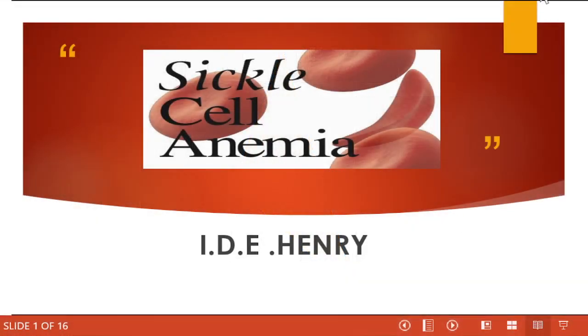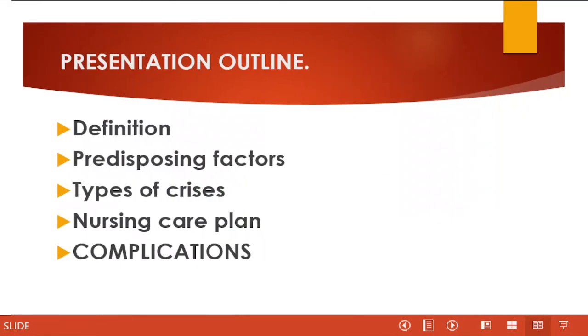Let's proceed. So we're going to discuss this condition with the following objectives. We will define sickle cell anemia, sickle cell crisis, and we're also going to discuss the 5 predisposing factors, the types of crisis, 5 problems on the nursing care plan, and complications of sickle cell anemia. And lastly, we're going to look at the I.E.C.